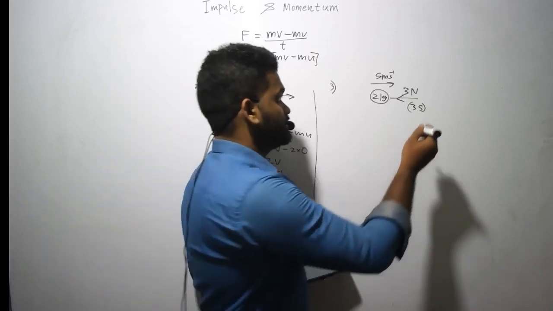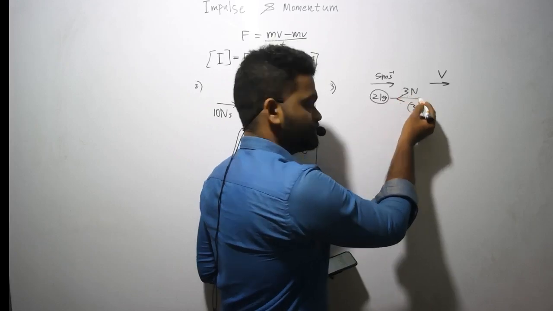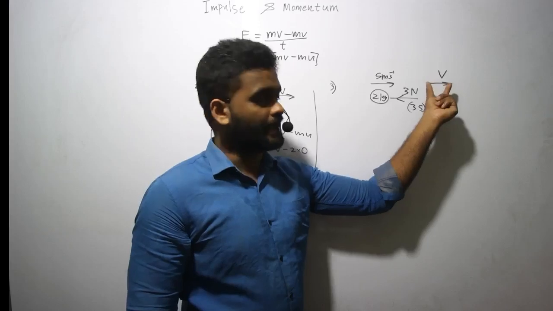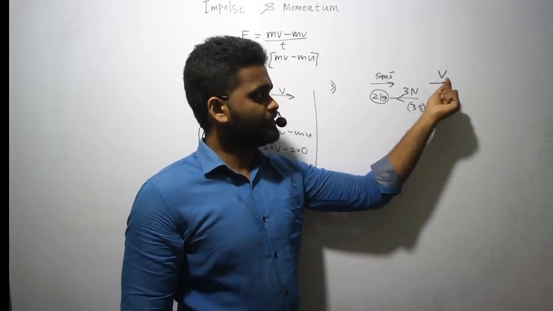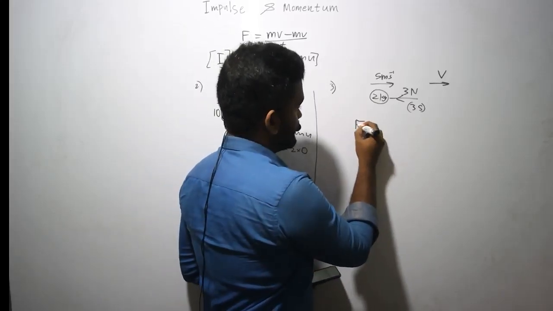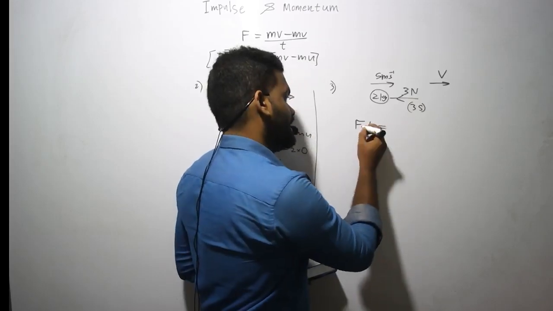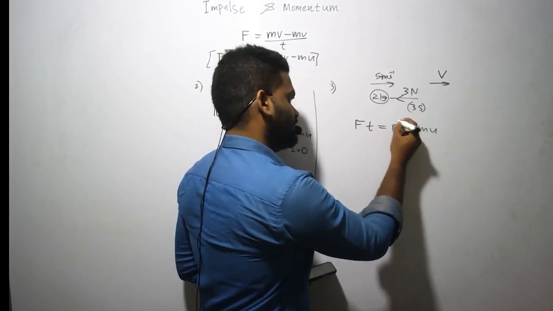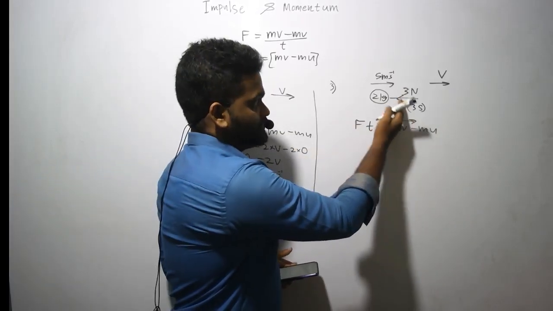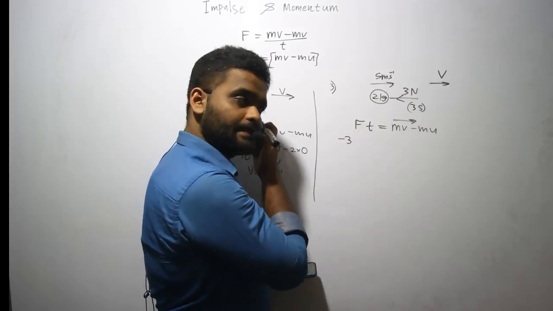Velocity gained by the object: let's say the final velocity is v. The velocity changes because of this force. If we get a negative answer, this v should be in the opposite direction. But let's see what happens. Since the force and time are given, I'm using Ft to find the impulse. Ft is equal to mv minus mu. I'm applying the equation to this side, and since the force is to the opposite side, you get minus 3 for the force. And the time is 3.